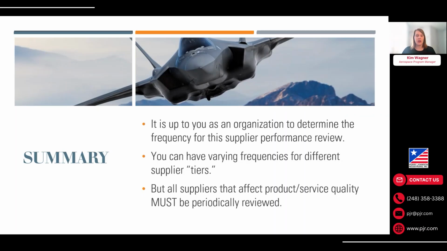So let's say you've got your top 10 suppliers that make up 90% of the products and services that you purchase. Maybe you want to review those suppliers' performance every 6 months, where the other suppliers you review every 2 years. That would be acceptable. But again, it's up to you. As long as you are at some point periodically reviewing all suppliers that affect product and service quality, that would be acceptable. But the important thing is that at least at some point, all of the suppliers that affect product and service quality are being reviewed.